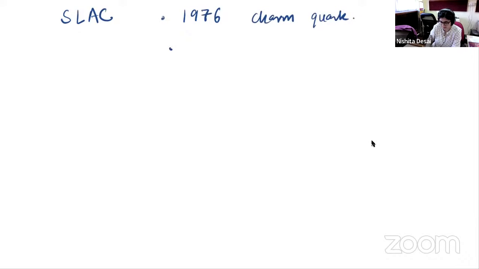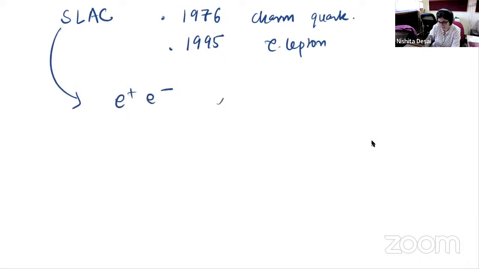The next one is SLAC, which you might have heard of because it's also a very popular and rather prestigious particle physics laboratory. They discovered the charm quark in 1976 and the tau lepton in 1995. The interesting thing about this machine is that it's an e+ e- machine and it's a linear collider.